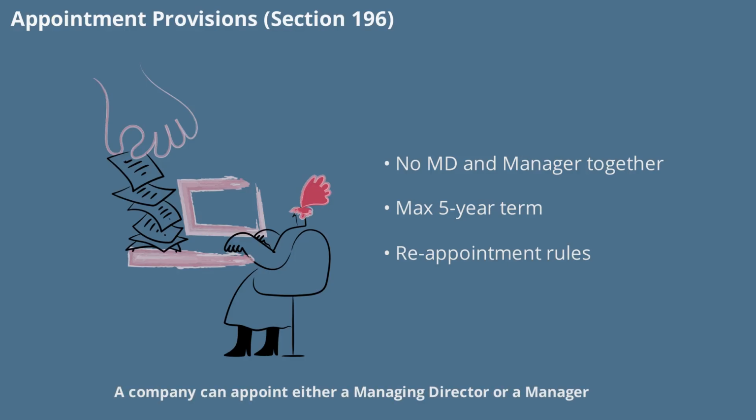A company can appoint either a managing director or a manager, but not both at the same time. However, it can have both a managing director and a whole-time director. The tenure for these appointments cannot exceed 5 years at a time, and reappointments cannot be made earlier than 1 year before the current term expires.